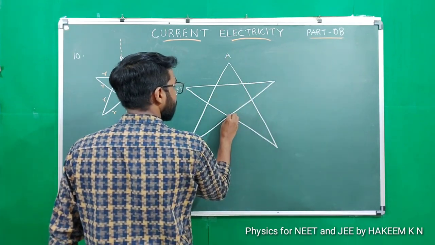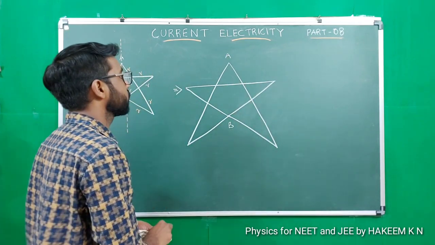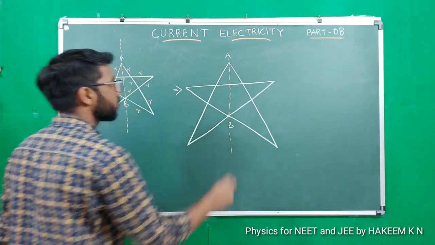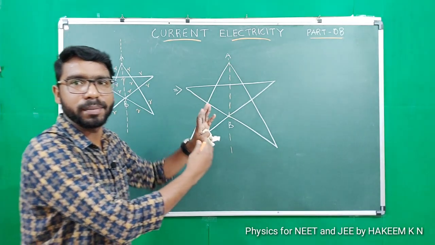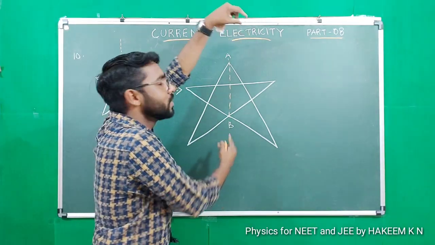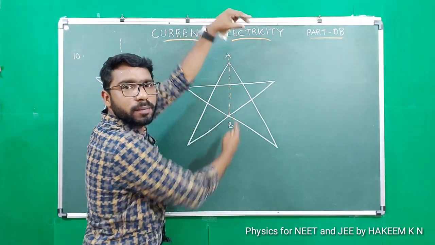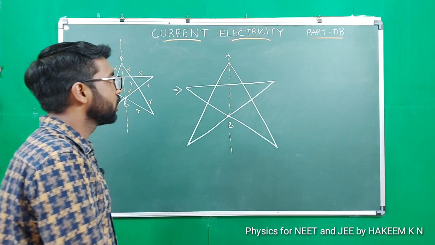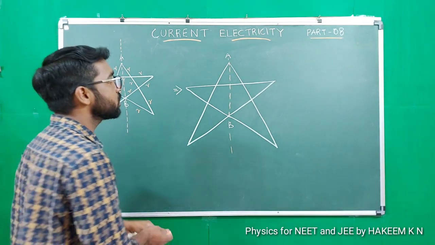Here it is A, this is B. Folding symmetry along AB. This is not perpendicular symmetry. AB is vertical, okay? So folding symmetry, parallel to AB or along AB. Now opposite points have the same potential.